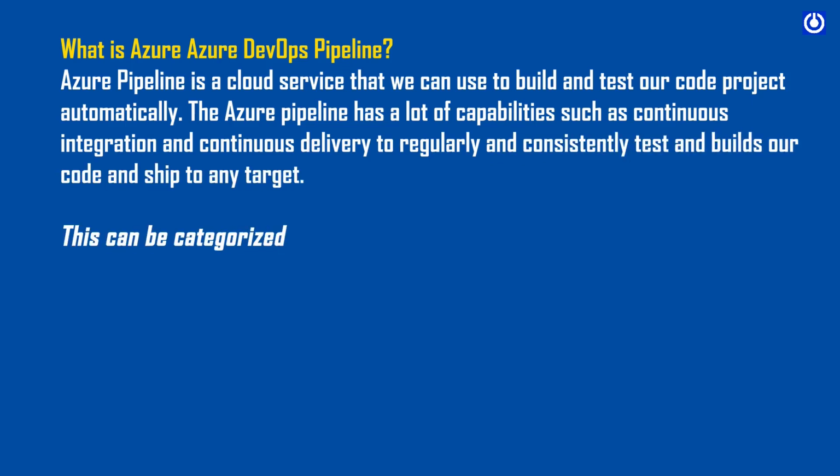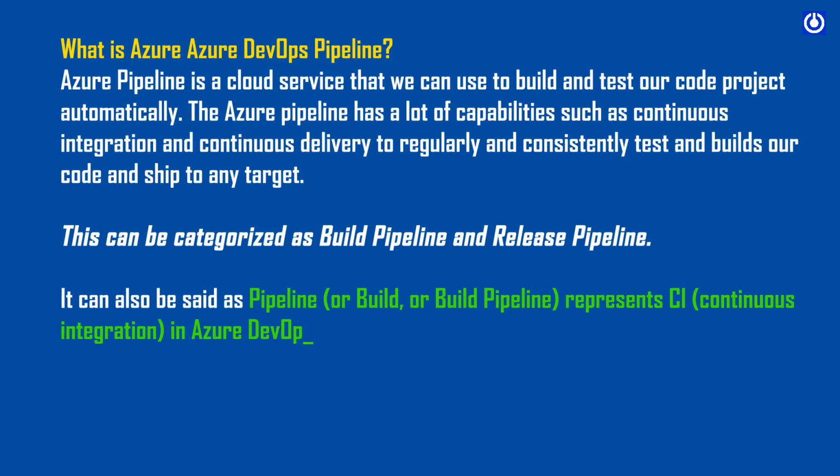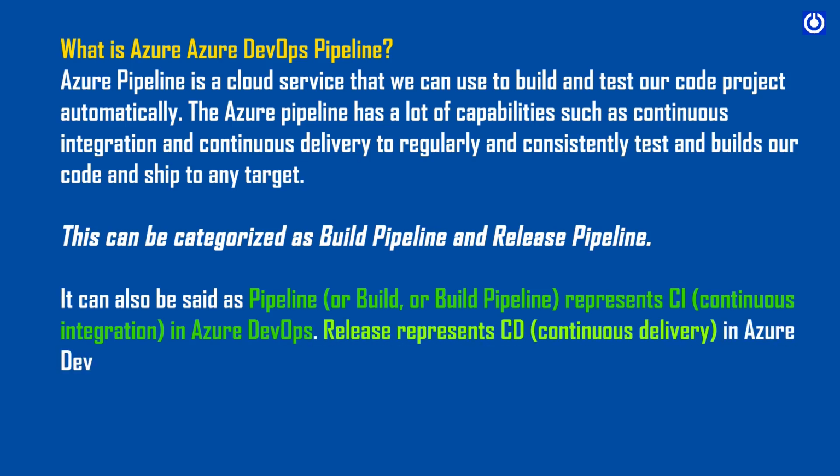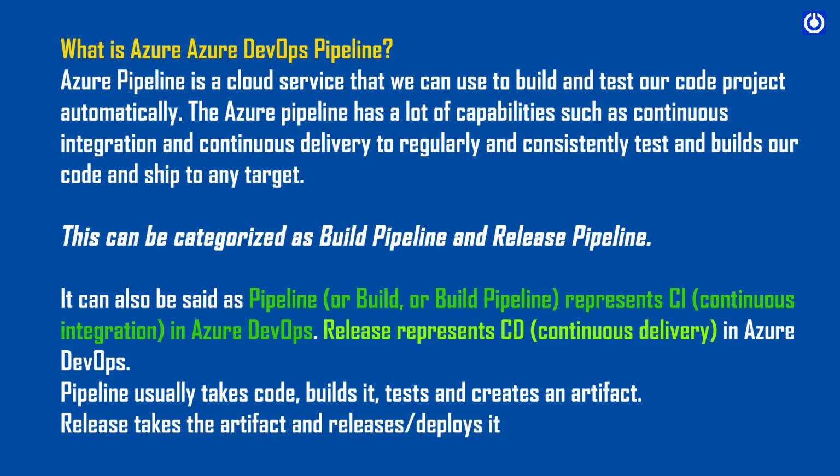This can be categorized as build pipeline and release pipeline. It can also be said that pipeline, or build pipeline, represents CI, continuous integration, in Azure DevOps. Release represents CD, continuous delivery, in Azure DevOps. A pipeline usually takes code, builds it, tests it and creates an artifact. Release takes the artifact and deploys it to the target.